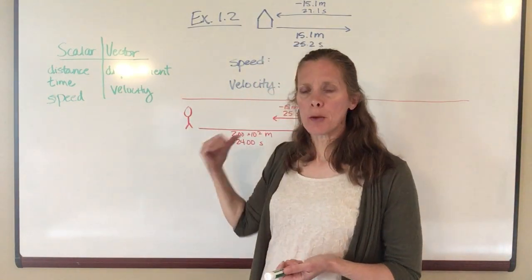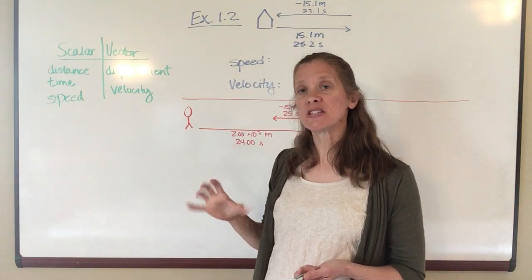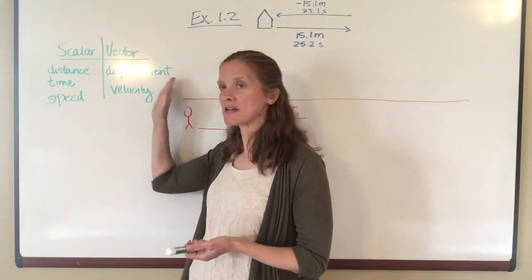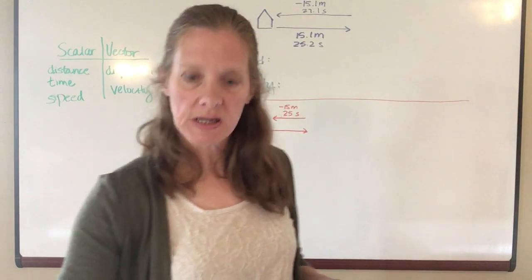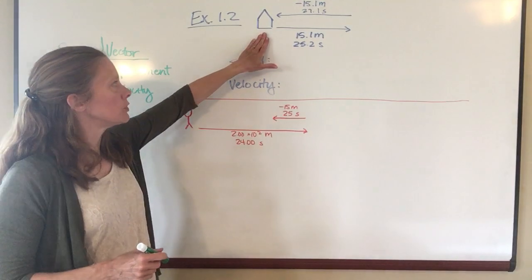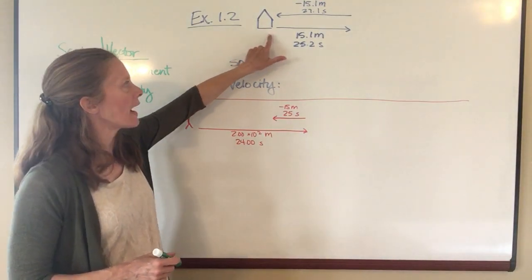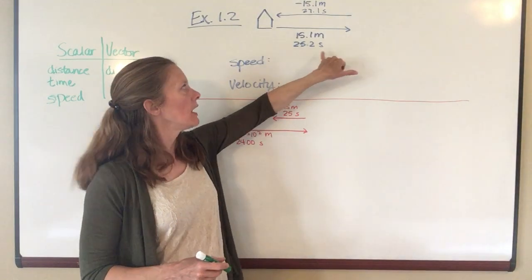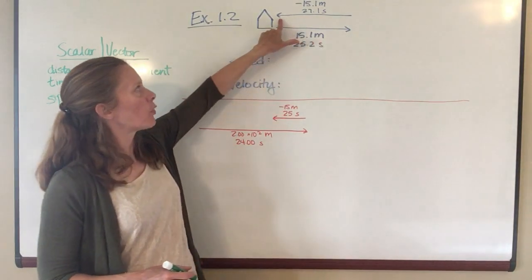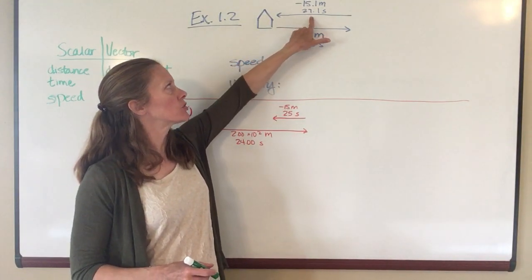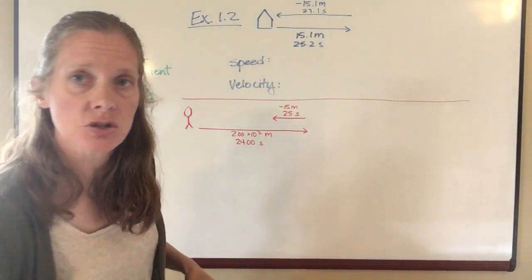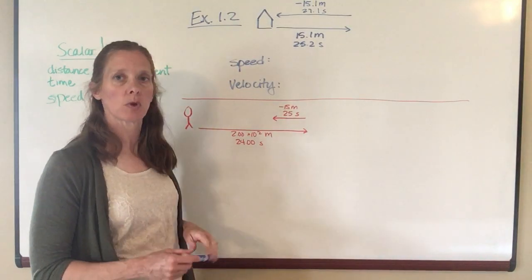So we've got a couple of problems where we're practicing what the difference is between speed and velocity. Again, speed requires distance, velocity requires displacement. If you look at example 1.2, they're talking about a bicycle trip where you start at your house and you ride 15.1 meters in one direction in 25.2 seconds. Then when you get to the end, you turn around and ride 15.1 meters back, and you take the return trip in 27.1 seconds. In this problem, they've asked you to find both speed and velocity.